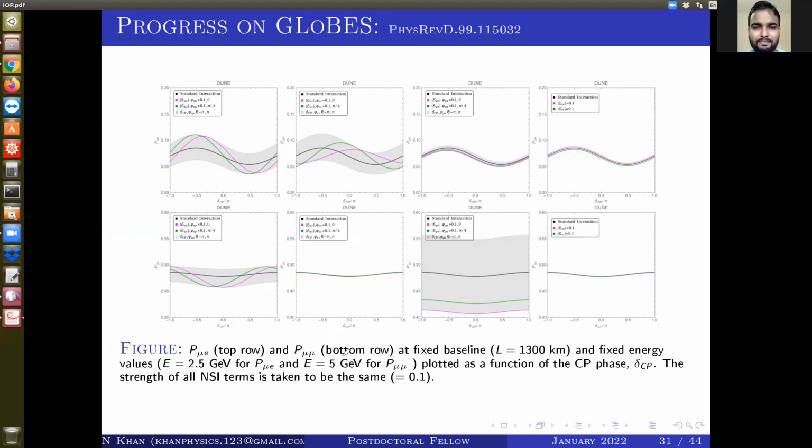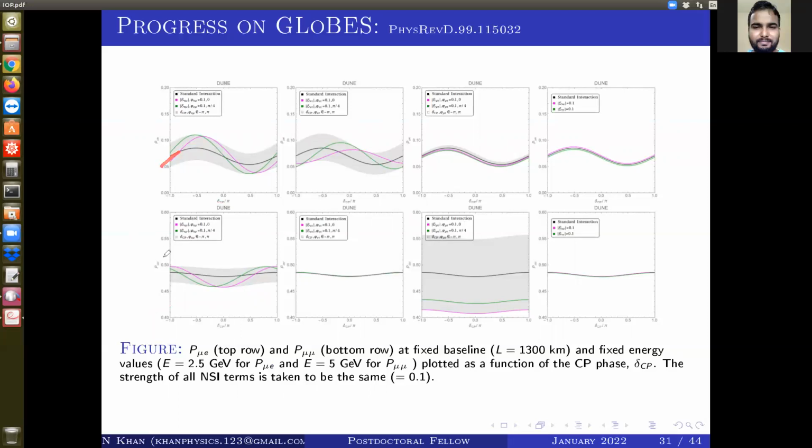Which channel is it, P mu E or P mu mu? P mu E. Are all these plots for P mu E? This is P mu E, and this is P mu mu. This is muon neutrino to electron neutrino, and this is muon neutrino to muon neutrino. This is appearance and this is disappearance.